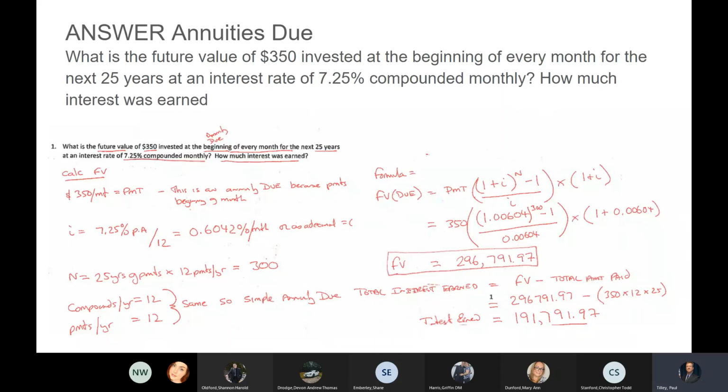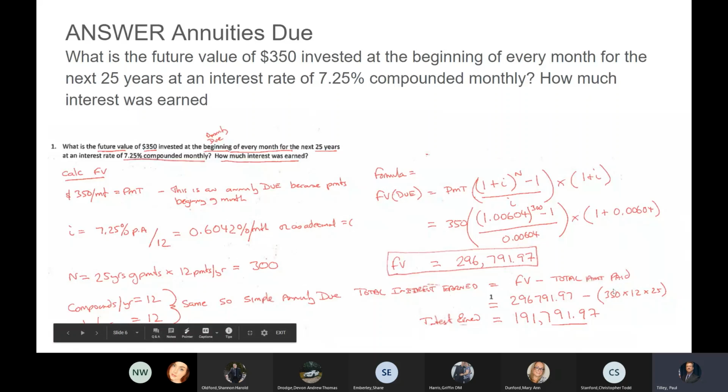So how much interest is earned? Then we have to figure out how much interest is earned. Again, we do the same thing as we did in the last problem. This is the value of it. We put $350 in a month for every month.